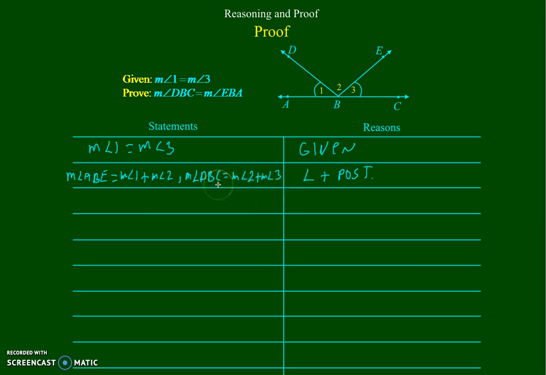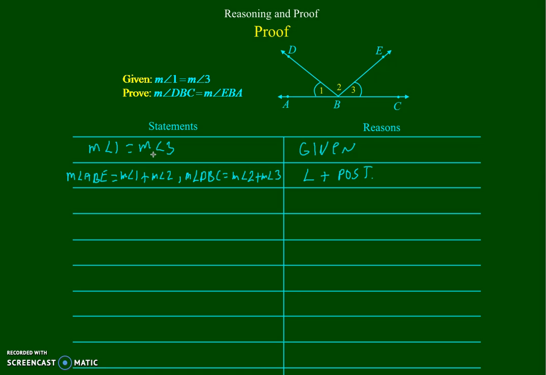Now, in order to move forward with this, I said that I wanted to merge these two together. Well, I have a common element here, angle 2, in both of these expressions. I know that angle 1 is the same as angle 3. So if I change this angle 1 here to an angle 3, then I'm going to have a 2 plus 3 and a 2 plus 3, which would mean that this angle and this angle would be equal. So I'm going to do that, and the reason that I can make that substitution, hopefully that was your key, is the substitution property of equality.